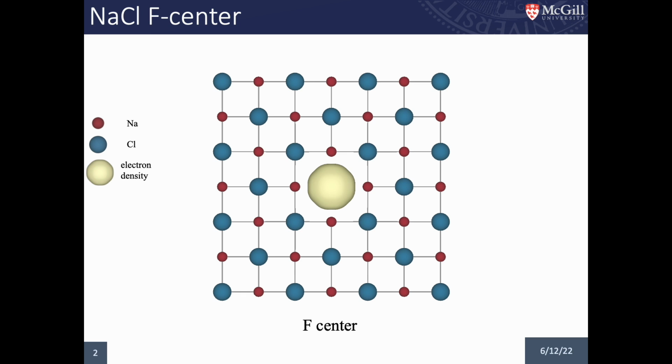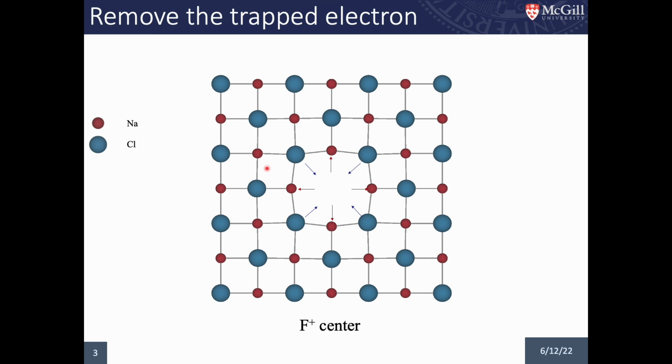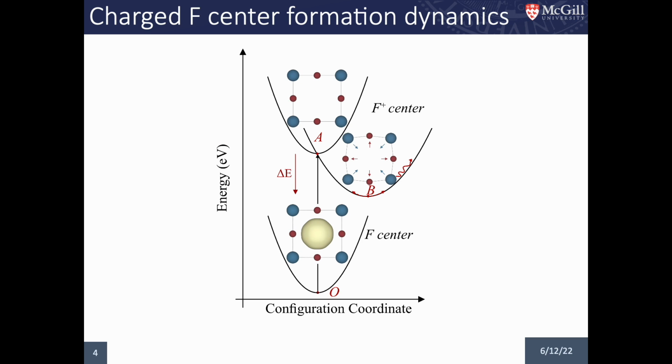In this study, we use the sodium chloride F-center as our model system. Here, red dots represent sodium ions and blue dots represent chloride ions. The sodium chloride F-center is just an electron localized in a chloride vacancy. We can see there is almost no distortion near the F-center. But once the trapped electron is removed from the F-center, it becomes a charged F-center, and the surrounding lattice has to relax. In this presentation, our focus is on the lattice dynamics through the charged F-center formation in sodium chloride.